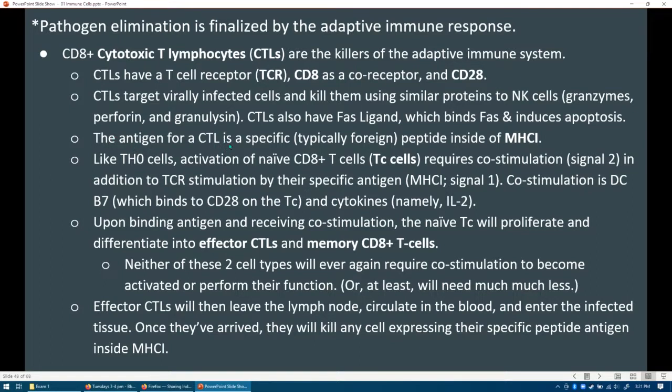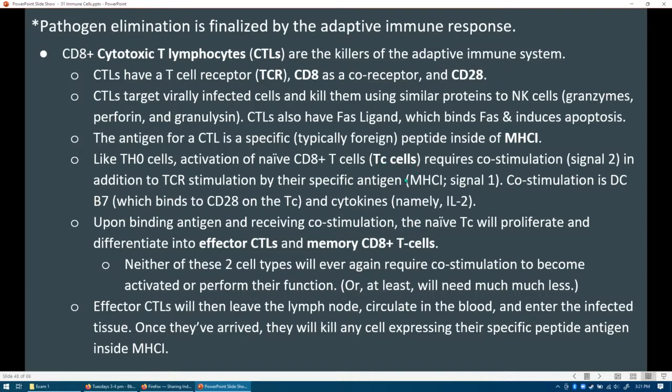The antigen for a cytotoxic T cell is a specific peptide that is typically a foreign peptide that is loaded into MHC1, MHC class 1 molecule. Okay? Like naive T helper cells, your CD4 T helper cells, or Th0 cells, whatever you want to call them, the activation of a naive CD8 positive T cell requires co-stimulation in addition to the T cell receptor becoming stimulated by antigen. Okay? The naive CD8 positive T cells are sometimes called TC cells.